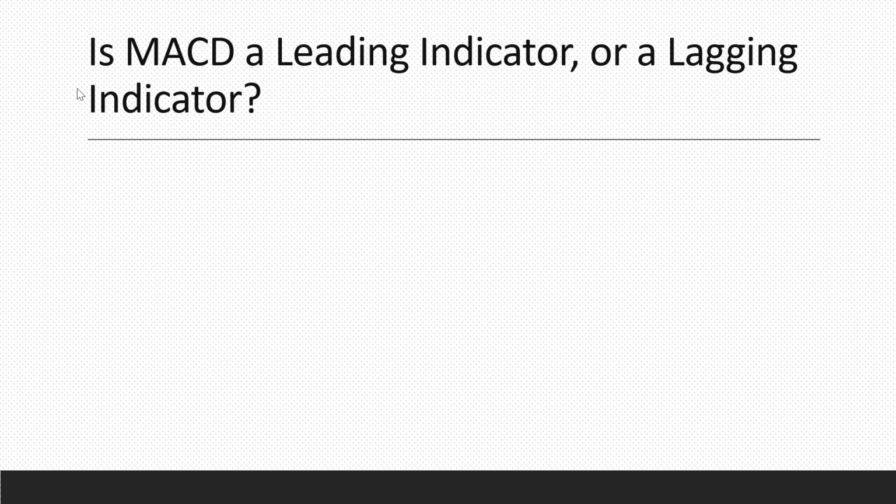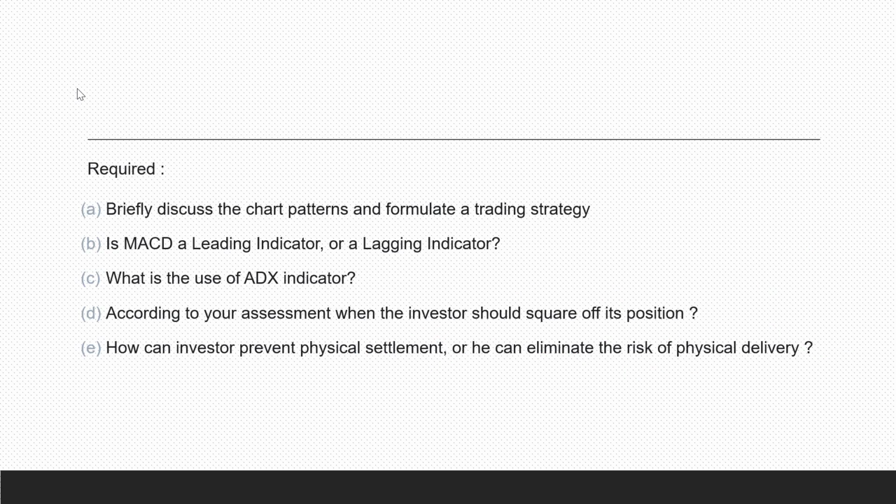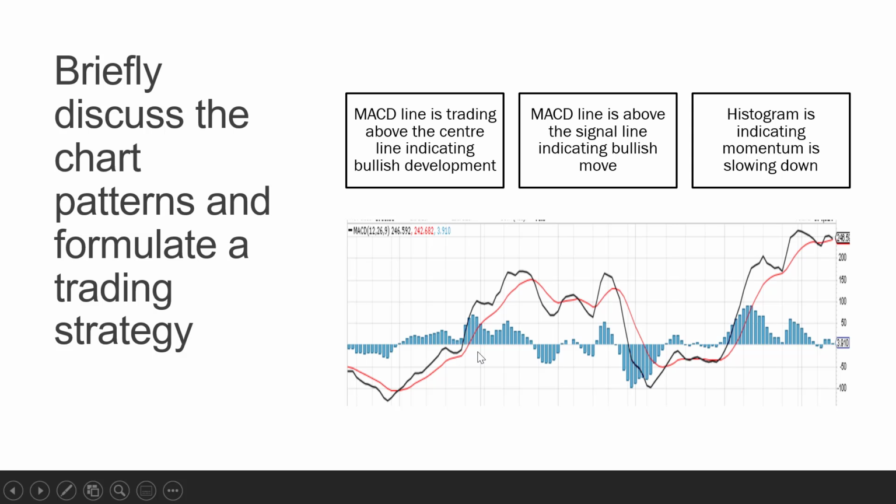Okay, so it's not written. I'll just explain here. So first of all, this black line is called the MACD line, which is the subtraction of the 26-day moving average minus the 12-day moving average. So the black line is nothing but the 26-day moving average minus the 12-day moving average. Okay, so that's the MACD line.